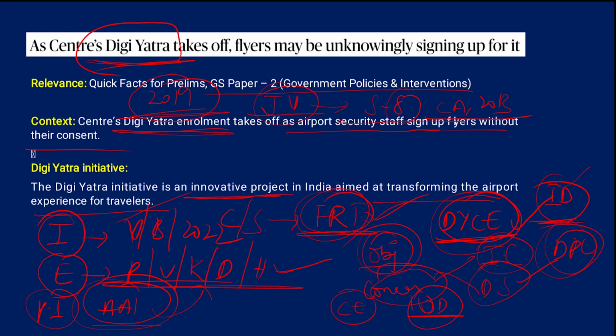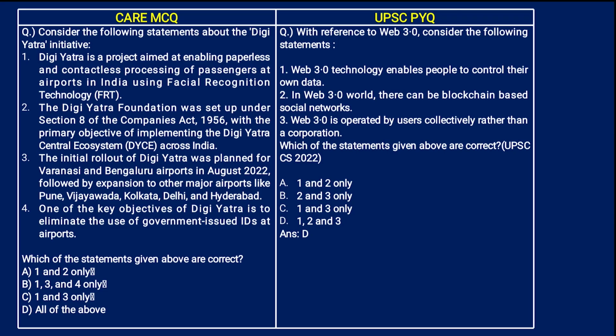Now, let us look at an MCQ which has come up talking about this Digi Yatra initiative. The first statement says that Digi Yatra is a project aimed at enabling paperless, contactless processing of passengers at airports in India using facial recognition technology. It is very much true. The second statement says the Digi Yatra Foundation was set up under Section 8 of the Companies Act 2013, and not 1956, with the primary objective to implement the Digi Yatra central ecosystem. So Section 8 is right, but it is the Companies Act of 2013 and not 1956. The statement is wrong. Statement 2 is wrong.